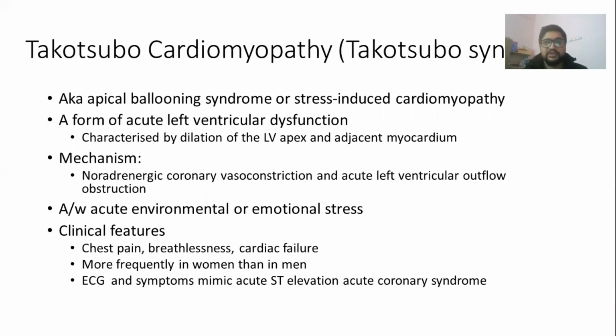It is also a form of acute left ventricular dysfunction, which is characterized by dilation of the left ventricular apex and the adjacent myocardium, whereas there is narrowing of the base of the heart. So that will lead to the typical morphological feature similar to the Takotsubo. The mechanism is basically noradrenergic coronary vasoconstriction and acute left ventricular outflow obstruction. It is basically associated with acute environmental or emotional stress, and the clinical features include chest pain, breathlessness, and cardiac failure. And it is more common in women than in men.